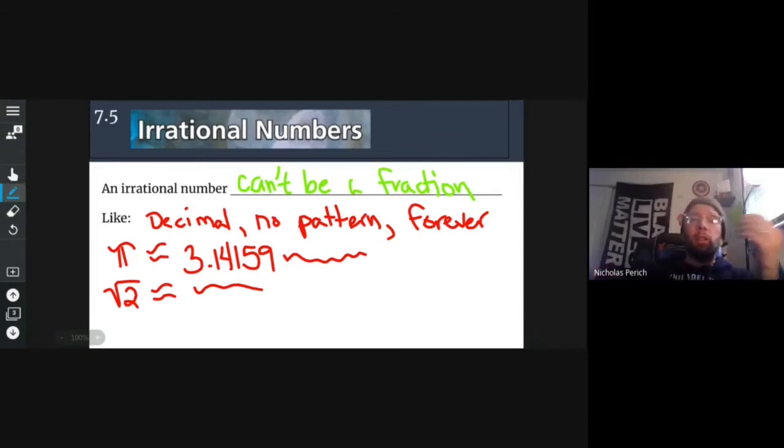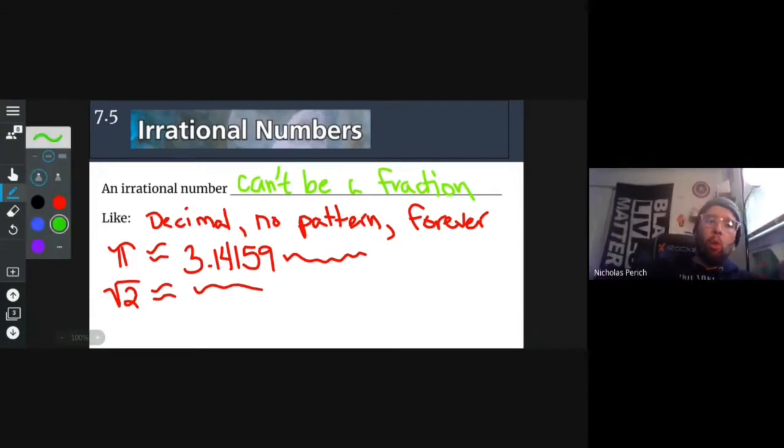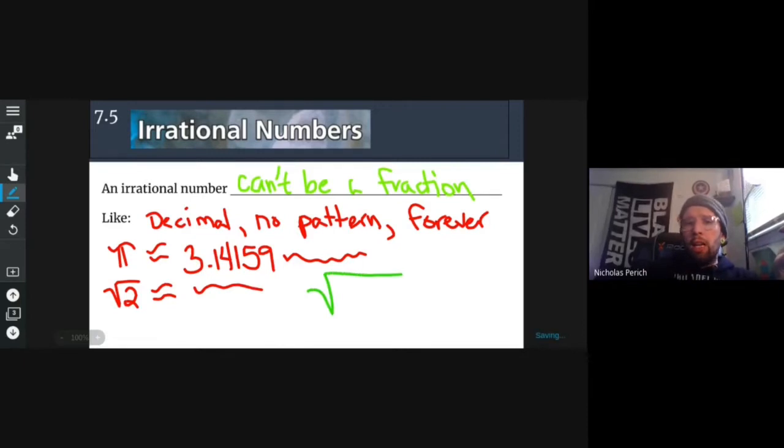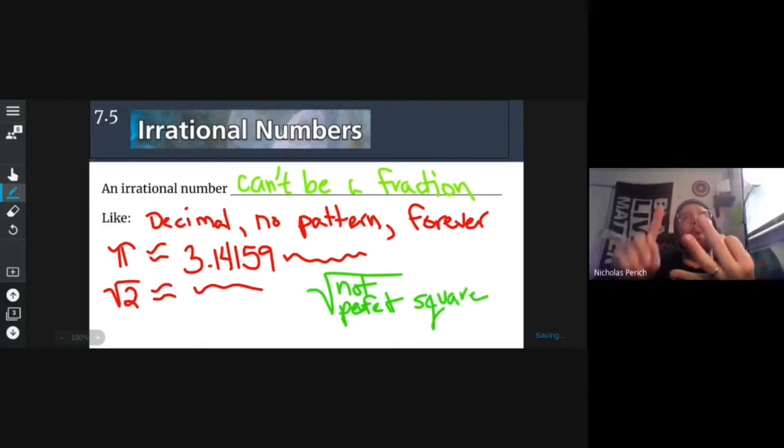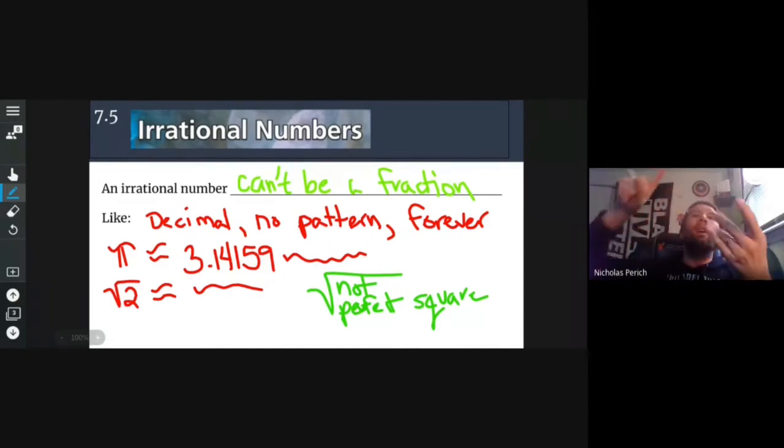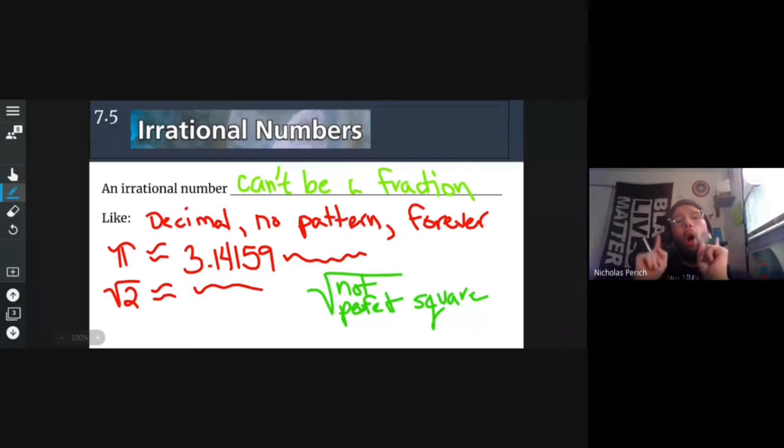But basically, if it's the square root of a non-perfect square, then it's going to be irrational. The perfect squares that we learned the other day were 1, 4, 9, 16, 25, those numbers. So if I tried to take the square root of 2, 5, 10, 15, all of those numbers that are not perfect squares, then I'm always going to get an irrational number.